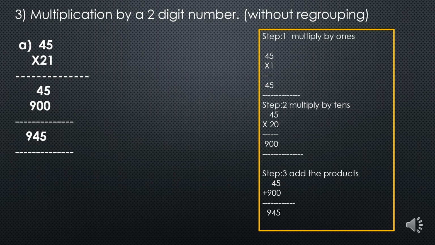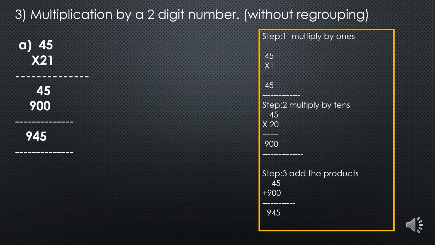Step 2, we want to multiply by the tens place digit. What is the tens place digit here? 2. That means we are multiplying by 20. 2 tens are 20. So, we want to multiply 45 by 20. When we are multiplying by 20, we can put a 0 at the rightmost place first. Then we can multiply 45 by 2. 45 into 2 is 90. So, the answer we are getting is 900. When we multiply 45 into 20, we will get 900.